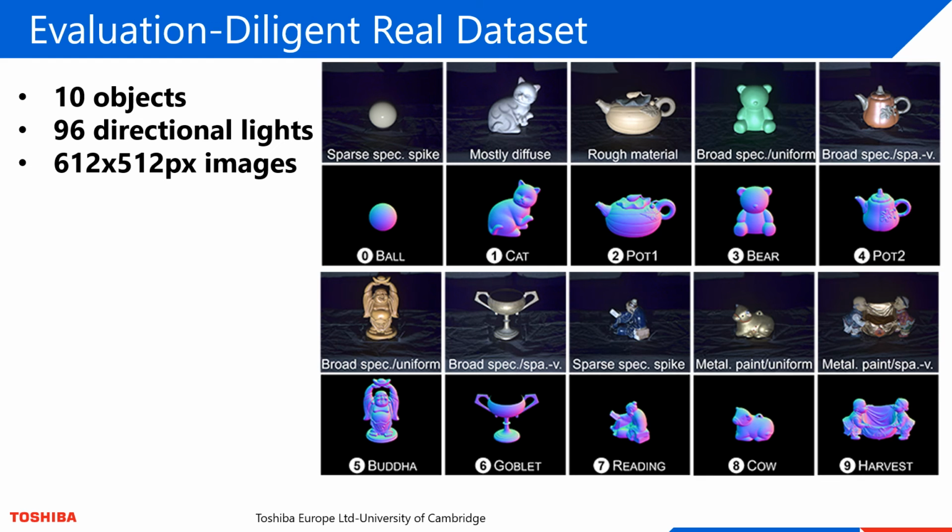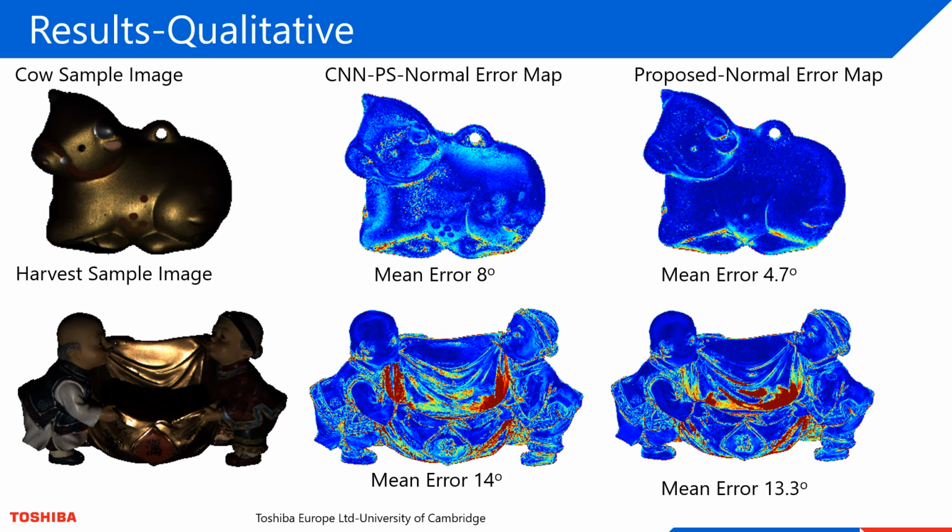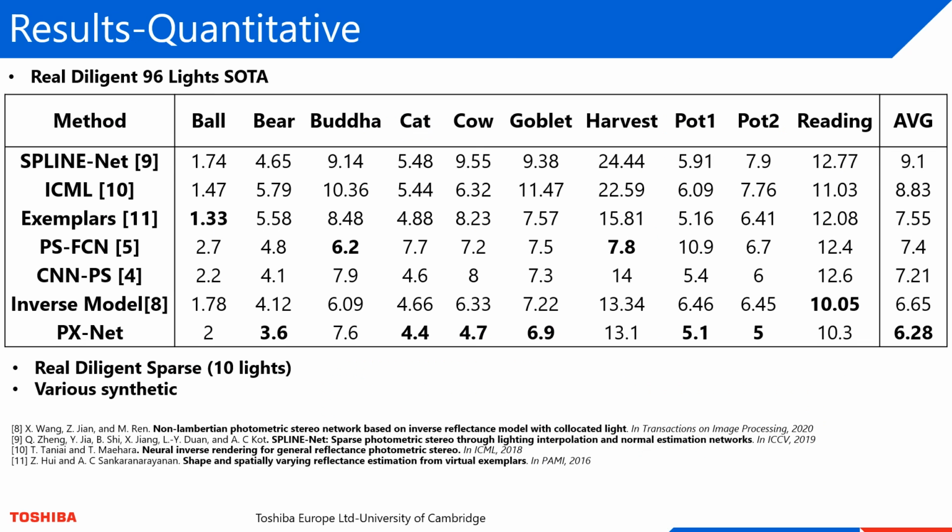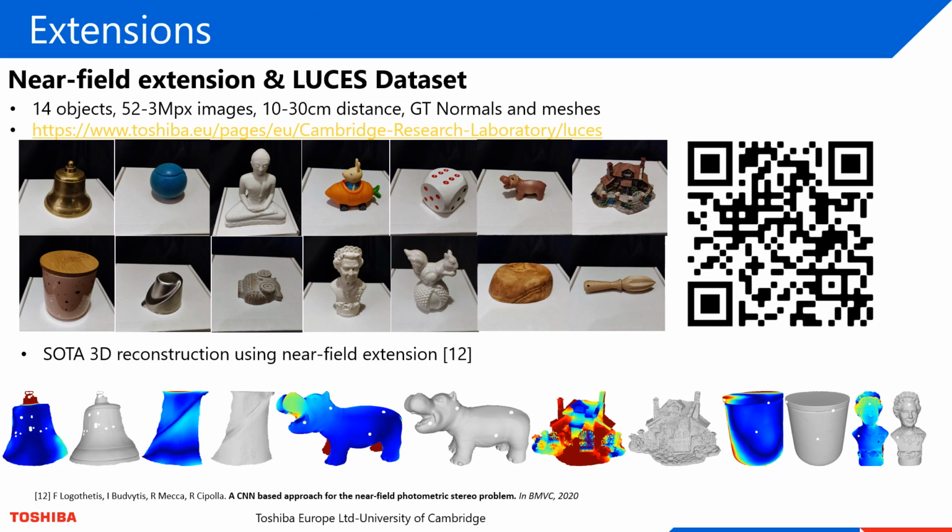We evaluate on the DiLiGenT real dataset of 10 objects of varied materials and geometry, as well as other synthetic ones. Some quantitative comparison with CNN-PS is shown here, where improvement is observed in most object regions. We also emphasize that we outperform other competitors and achieve the overall best performance. Finally, we note that our work can be extended to work in the near field, as we showed in last year's BMVC. In addition to that, we have a full near-field dataset available online.